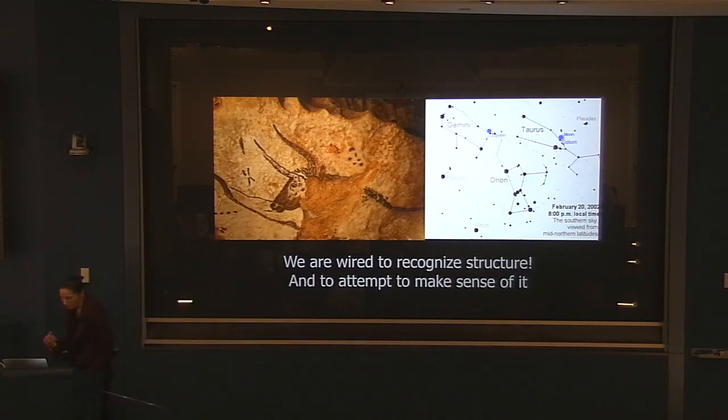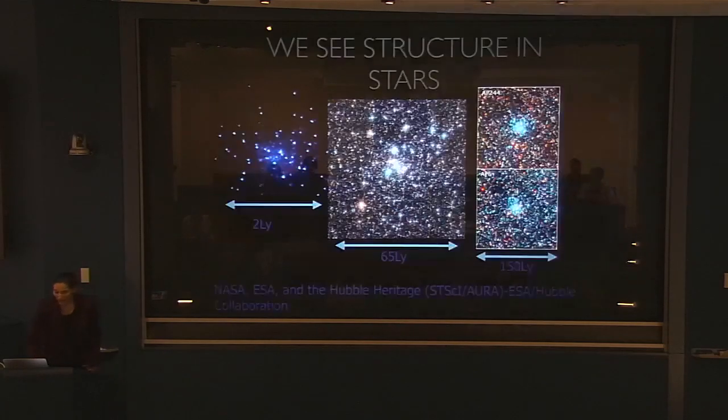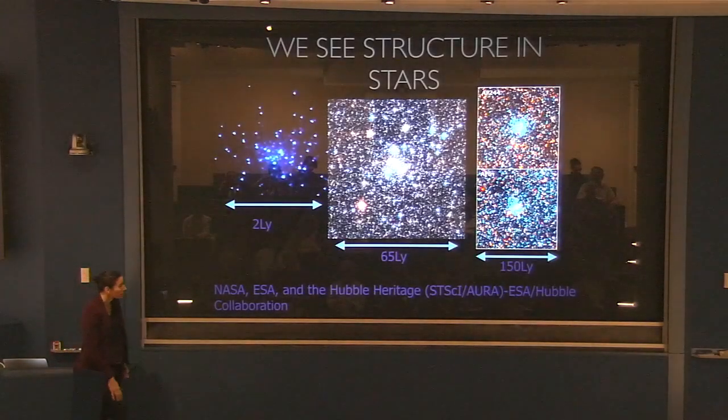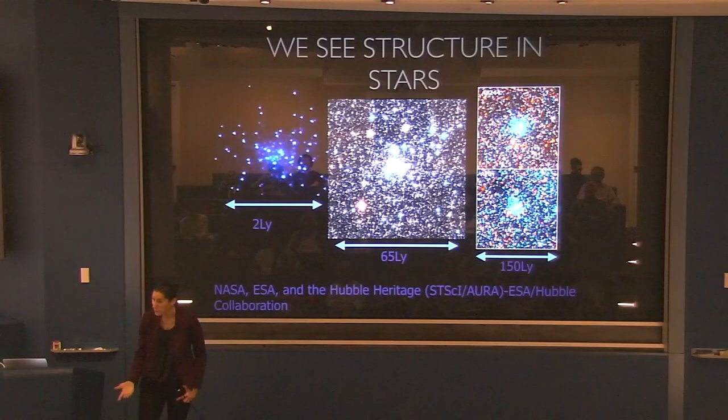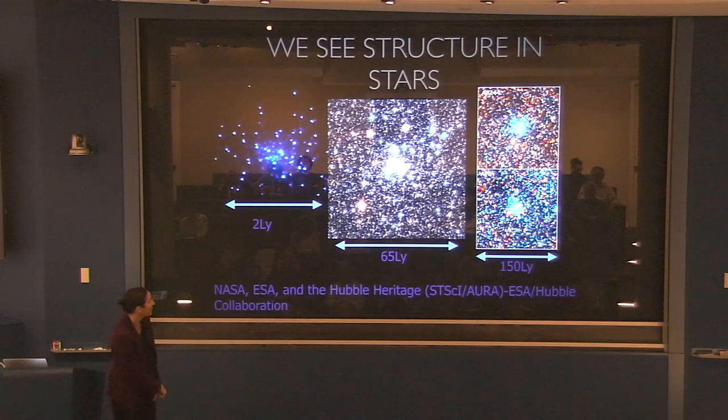The point here is that we're really wired to recognize structure, and that for thousands and thousands of years, we have been trying to look at the heavens and understand what structures are there and what those structures mean. We really see structures everywhere. So now we have better telescopes, and we have more than just our eyes to look at things. So what do the stars actually look like?